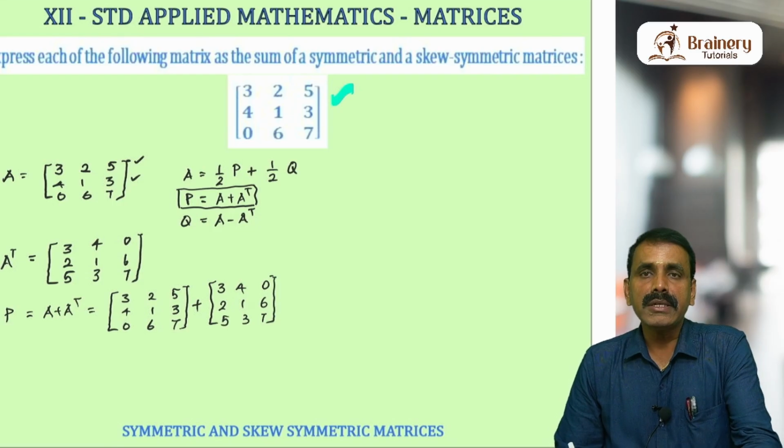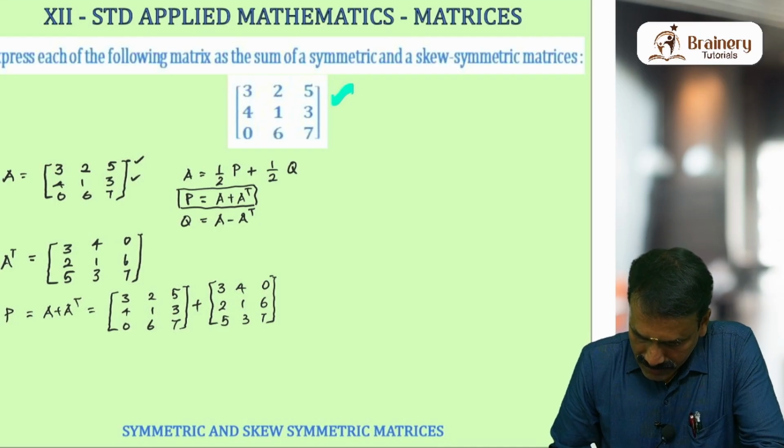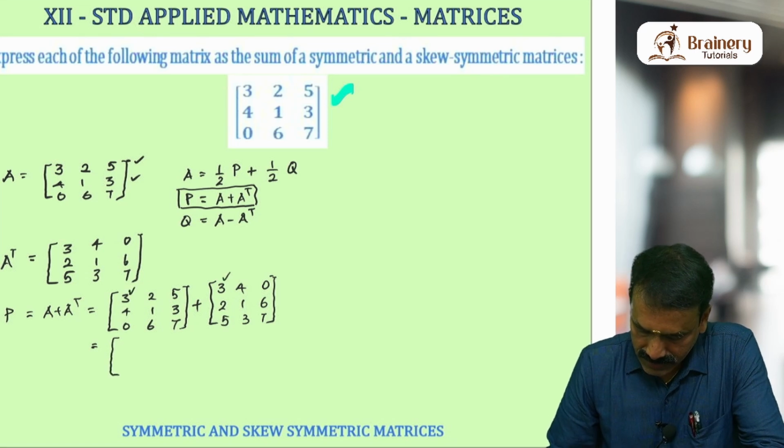So this is a 3 by 3 matrix. This is also a 3 by 3 matrix. We can find the sum. How to find the sum? Add the corresponding elements. I am going to skip one step and add. 3 is added with the 3. So 3 plus 3 is how much?